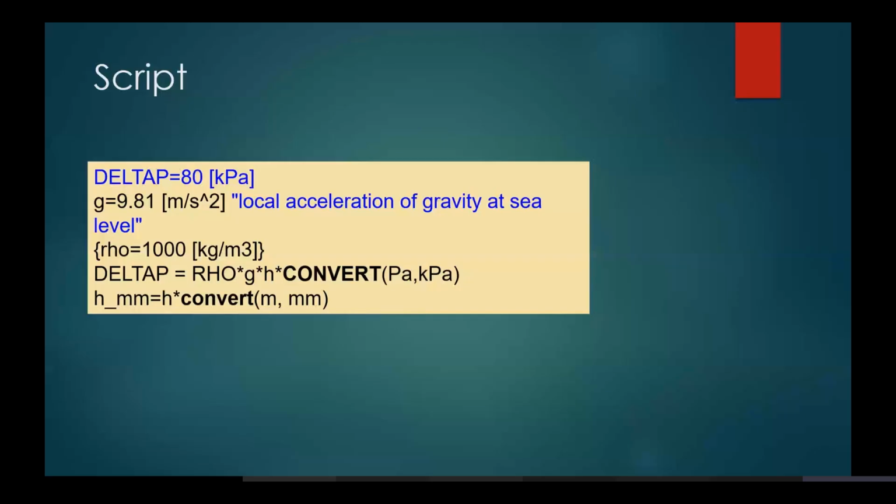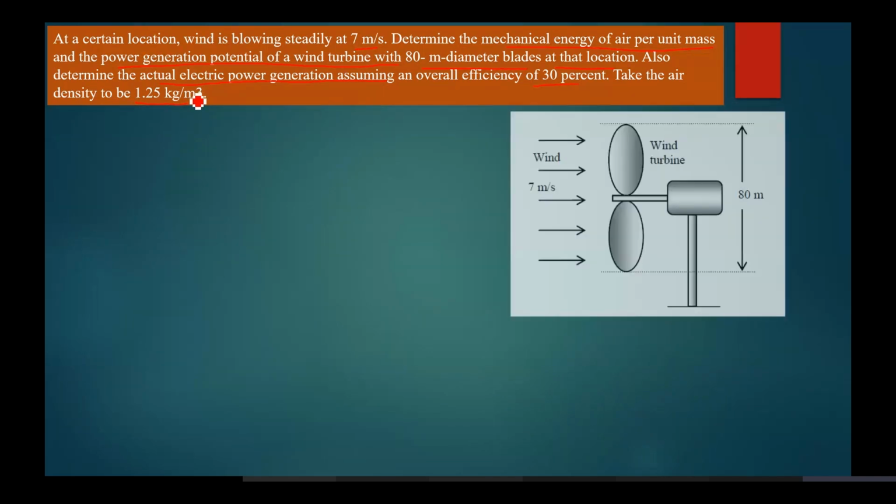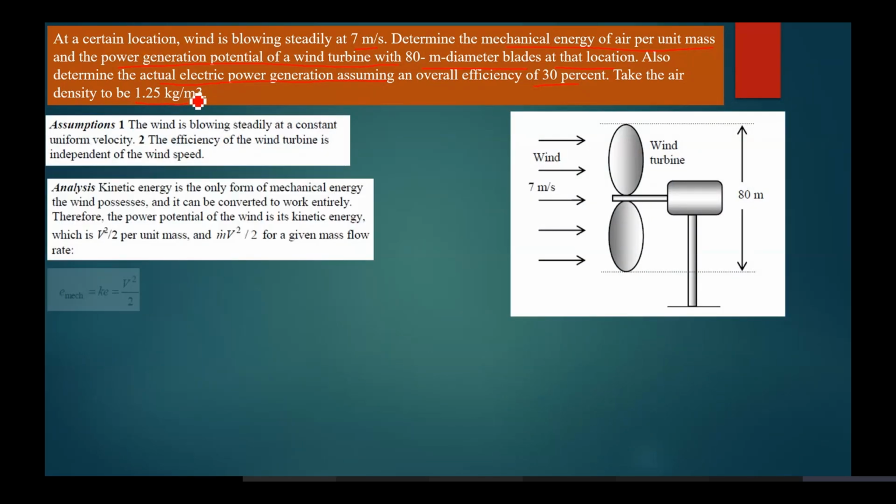All right, moving on, we'll quickly look at the third example. It says at a certain location, wind is blowing at 7 meters per second. Determine the mechanical energy per unit mass and the power generation potential of a wind turbine with 80 meters diameter blades at that location. Also determine the actual electrical power generation, assuming an overall efficiency of 30%. The density of air is 1.25 kg per meter cube. Now, this is the schematic and assumptions.